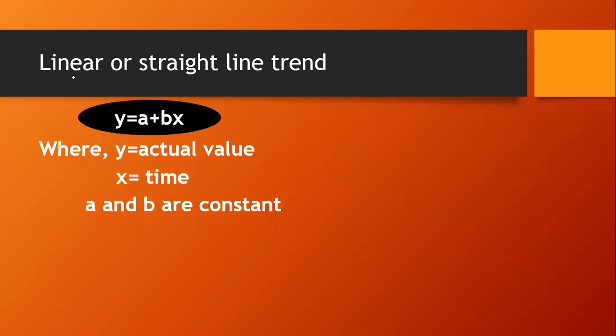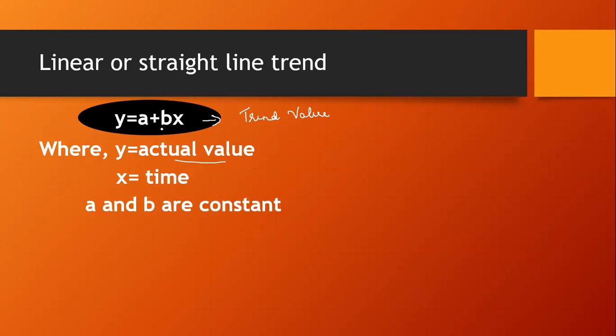Now in this method, the main equation is y is equal to a plus b into x. This is the main formula which will help you to find out the trend value. The formula for linear or straight line trend is y is equal to a plus bx. Now if you see here, y is nothing but the actual value, and you have to find out that actual value. How will you find it? It is nothing but a plus b into x. Now when you say a and b, these are the constant values.